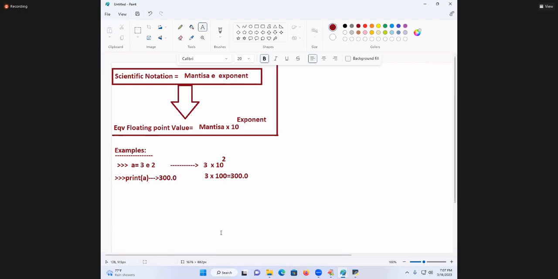Let me go to the example immediately. Everything should be done with a practical example. A = 3E2. Print A comma type of A. What is the answer? 300.0, float. Did you understand? Okay.